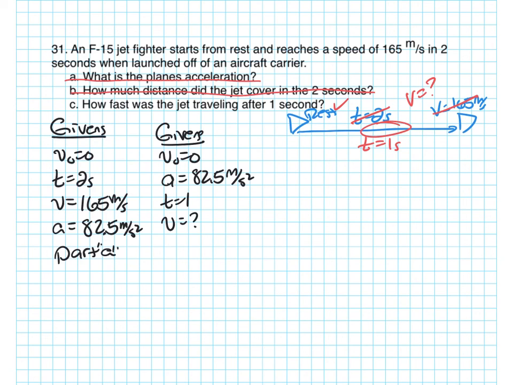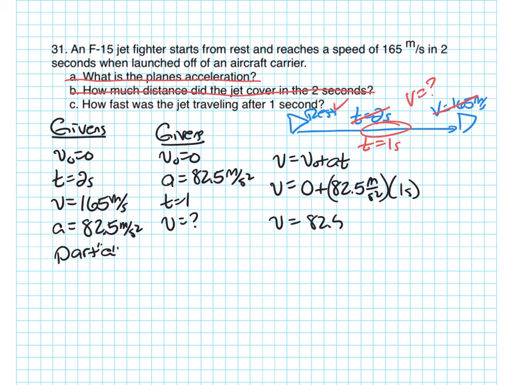So I have V, V naught, A, and T. I need an equation that's got just those variables in it, and I've got the perfect one for that. I've got V equals V naught plus AT. I do not need to isolate for the unknown because it's already isolated. That's the final velocity. So V is equal to the initial velocity, which is 0, plus the acceleration, which is 82.5 meters per second squared, times the time of 1 second. So this time the velocity is going to be 82.5 meters per second.